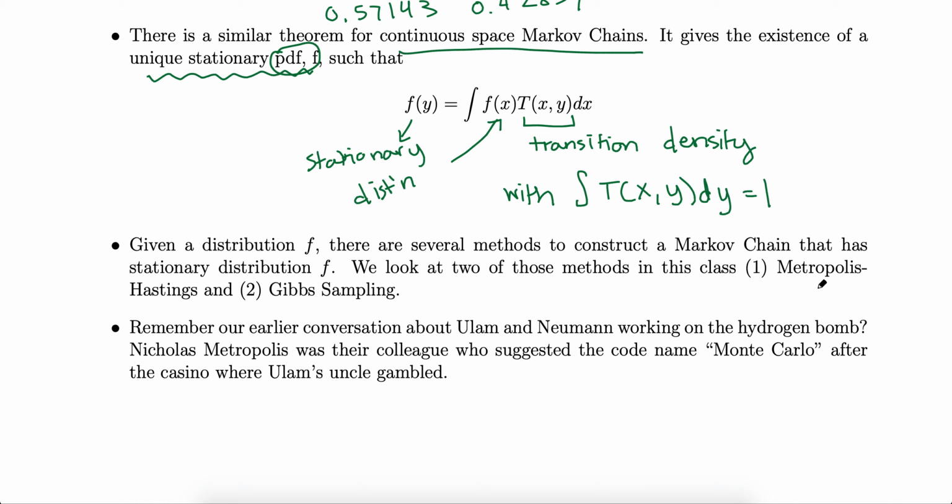Two of those methods that we're going to look at are called Metropolis-Hastings and Gibbs sampling. If you remember, Metropolis should sound familiar. Metropolis was Nicholas Metropolis, who was a colleague of Ulam and Neumann working on the hydrogen bomb. He was the one who suggested Monte Carlo as the code name for the Monte Carlo techniques. Just a little heads up, Metropolis-Hastings is often used in univariate settings, though it doesn't have to be. Gibbs sampling is clearly used for multivariate settings. So we'll see examples of both of these in the next unit.